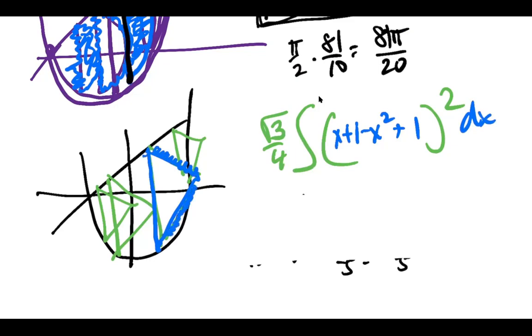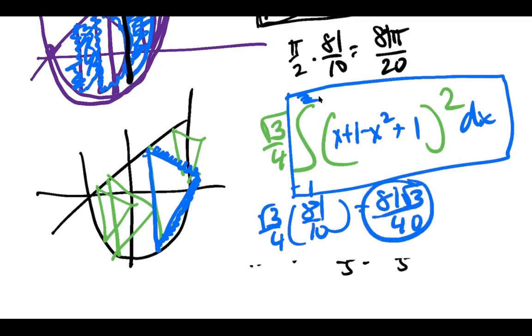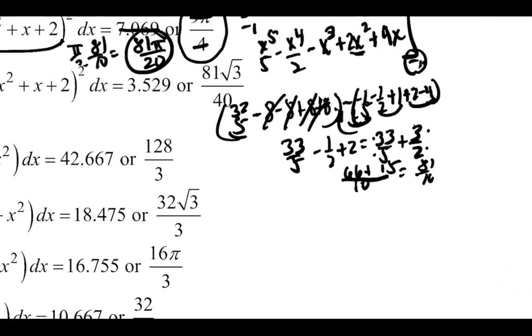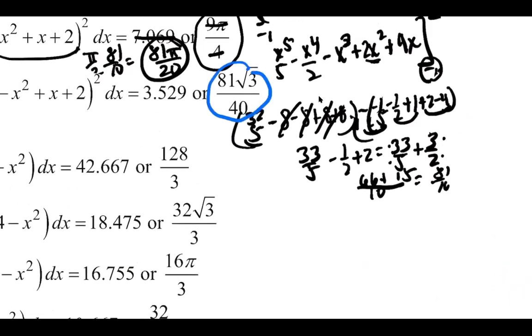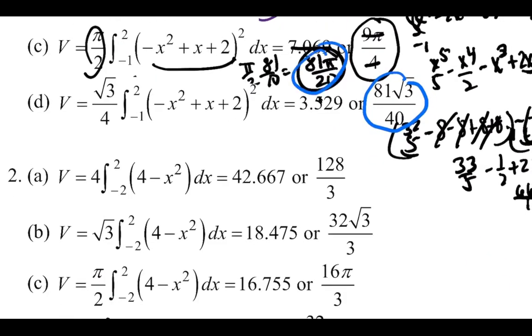It's all crazy skinny though, like skinnier than a piece of paper. Very slender. So from like -1 to 2. So based on what we just did, we should be able to say square root of 3 over 4 times, we've already done this a couple of times, 81 over 10. So I'm getting 81 root 3 over 40. That's what I'm getting. 81 root 3 over 40. So there was some sort of mistake on C. This is the answer to C. All right, going to number 2.